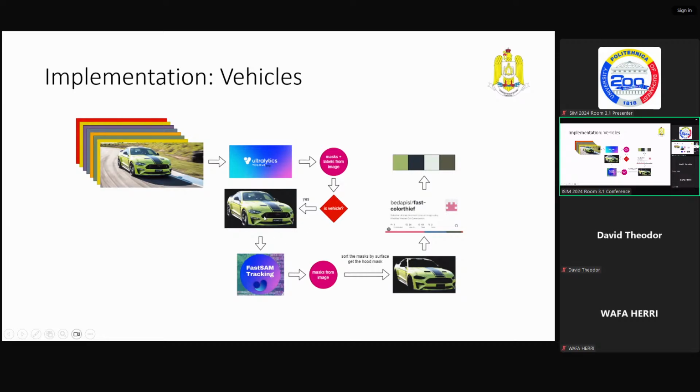After that, we pass the car in the FastSAM framework and we get from it masks of different components. So we sort the resulting masks by surface, and the biggest one is the hood of the car. We extract the hood of the car using FastSAM, then we pass it through Fast Color Thief that makes four clusters of colors from it.